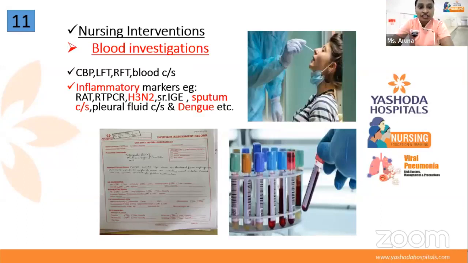Let us see the nursing initial interventions for viral pneumonia. First, we need to send blood investigations like CBP and blood cultures, etc. And inflammatory markers, and RT-PCR for H3N2 and H1N1, need to be done as per the doctor's order.